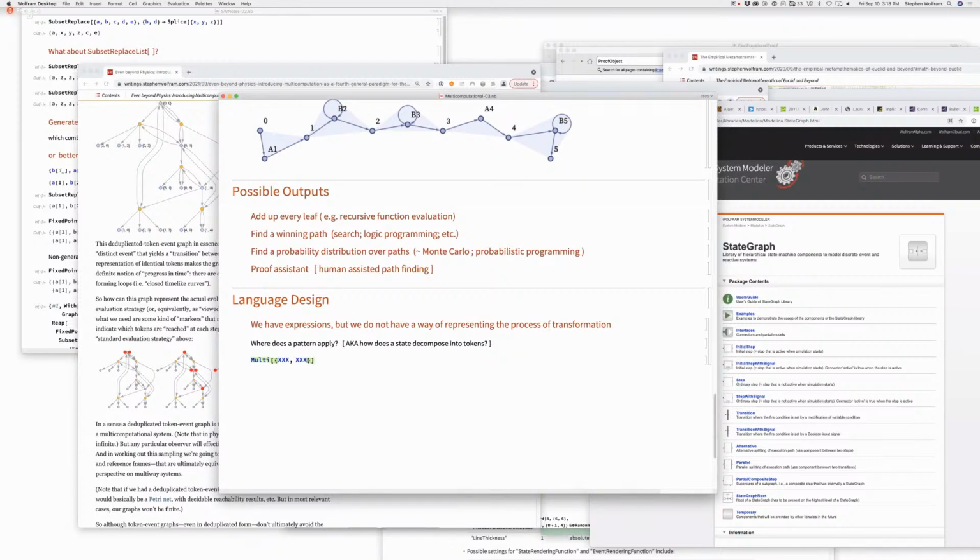The problem is what we're realizing, and this is the whole story of a lot of what's coming out in the physics project. The actual representation of the process of evaluation is important. All these multi-way graphs that we're drawing are representations of the process of evaluation, which happens to be a trivial chain in the case of our current evaluator, but we need a representation of that.